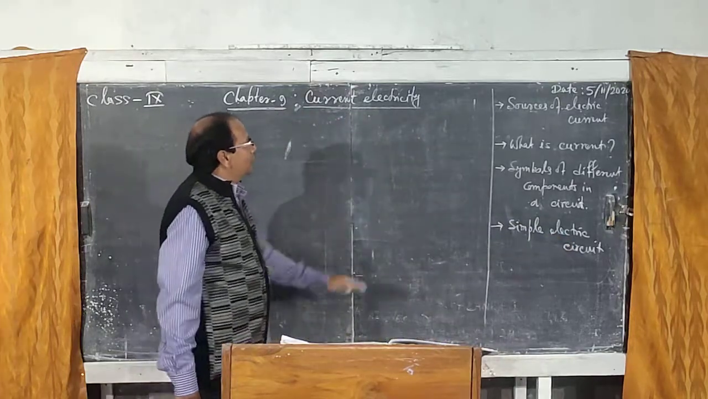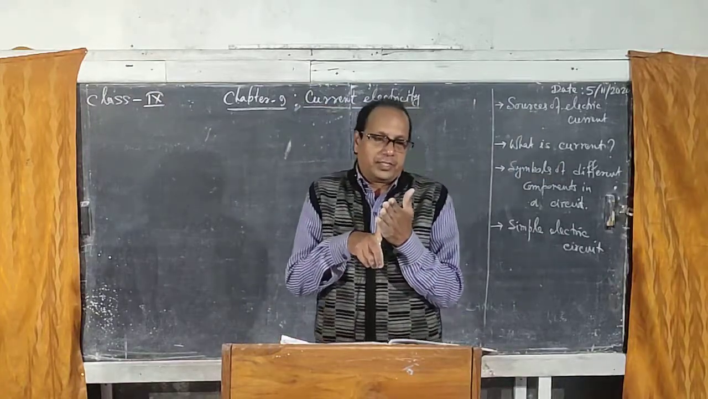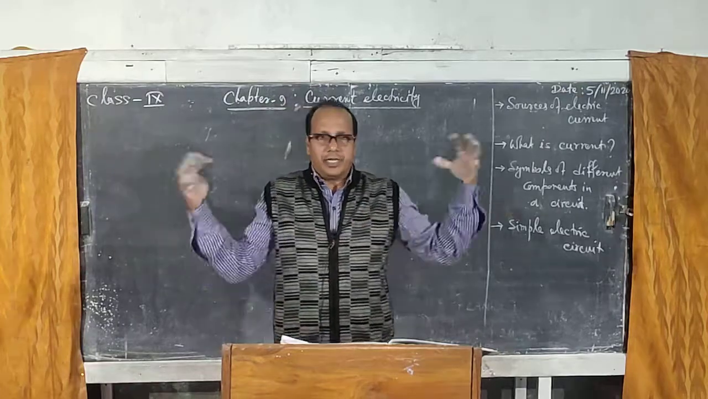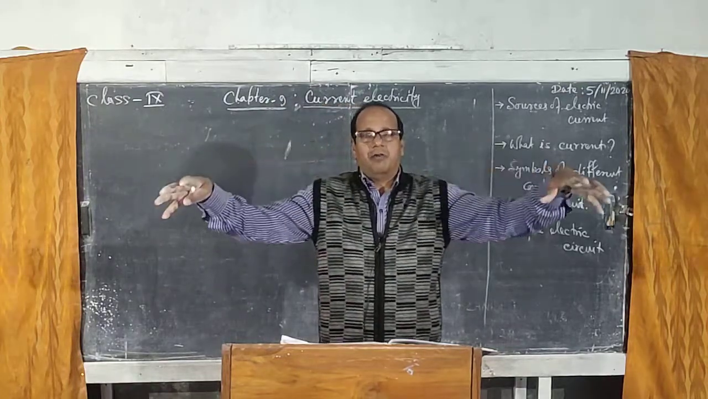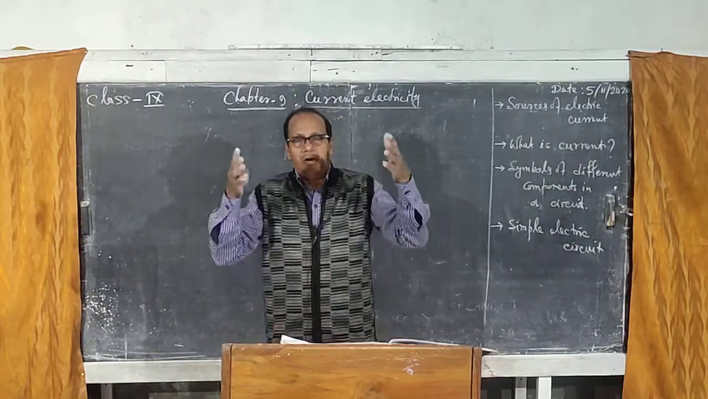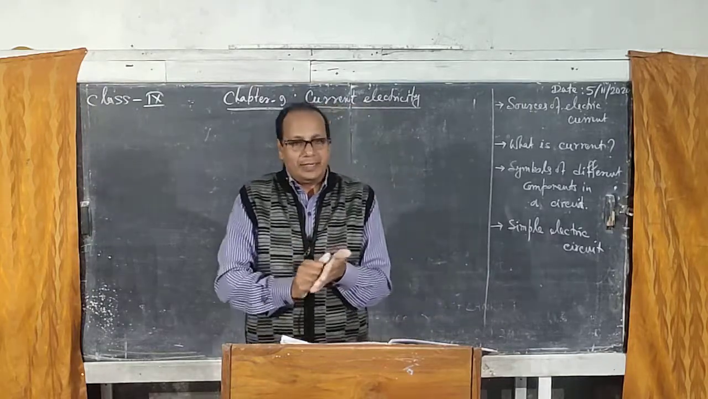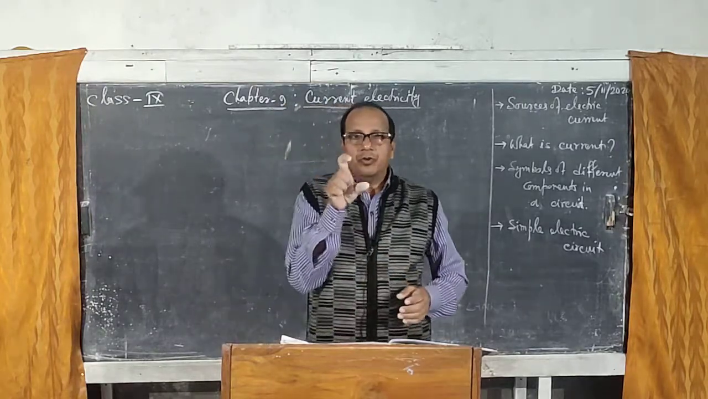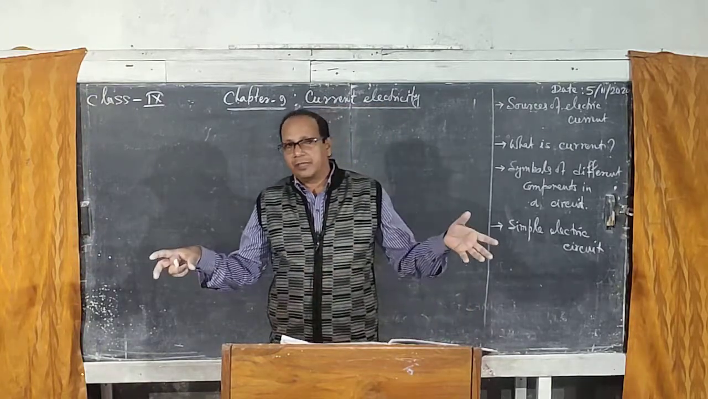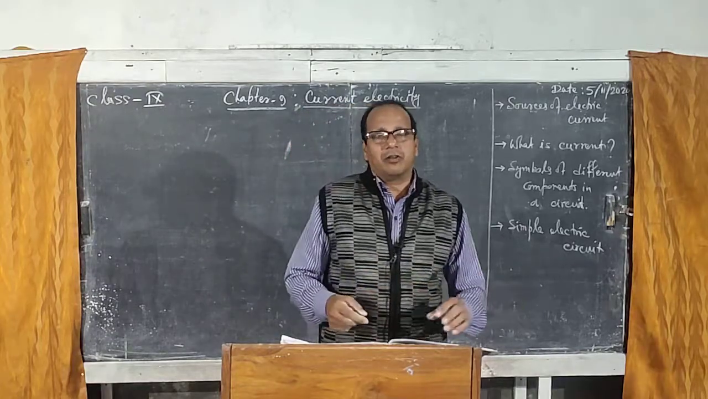Now let me start with the sources of electric current. There are two types of sources, AC and DC. Usually what we get in our home or in hospitals or in school, college or in marketplace, all are coming from AC, that is called mains. And what we use in our say torch or say camera, it is called DC.